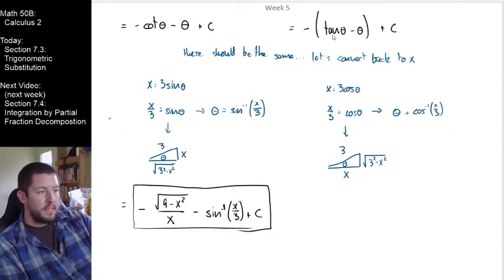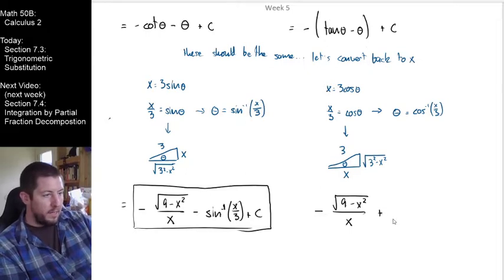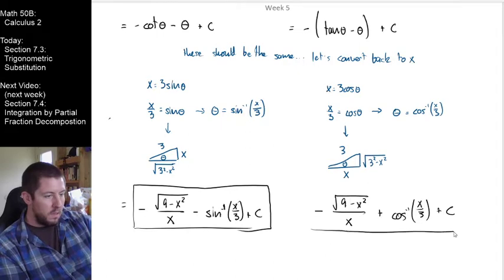Over here, we're going to do the exact same thing. I've got negative tangent and then plus theta. So the negative of tangent, tangent is opposite over adjacent. Oh my gosh, what do you know? Opposite over adjacent. We're getting exactly matching terms right there. However, this is a plus theta, and so we are adding cosine inverse of x over 3 plus c. So it seems like we got two different answers.